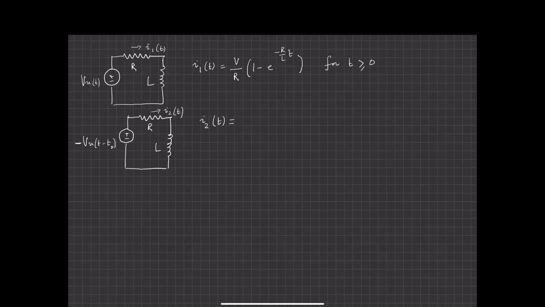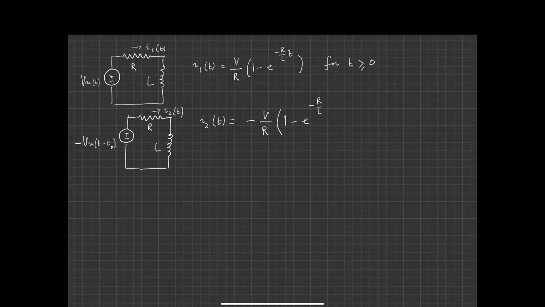Okay, so the only difference is, number one, the sign is negative. So there's your negative sign, V over R times 1 minus e to the power of minus R over L. And let's be a little careful. When does this source come on? This source comes on at t naught.